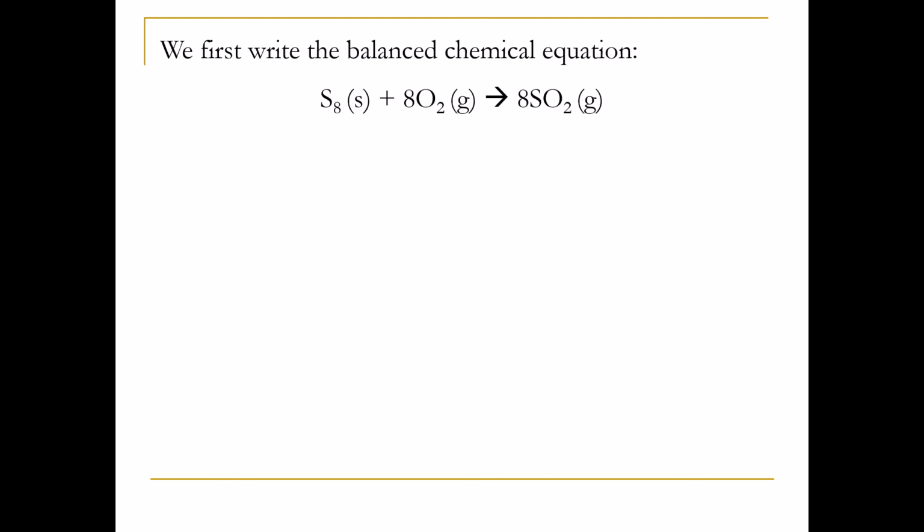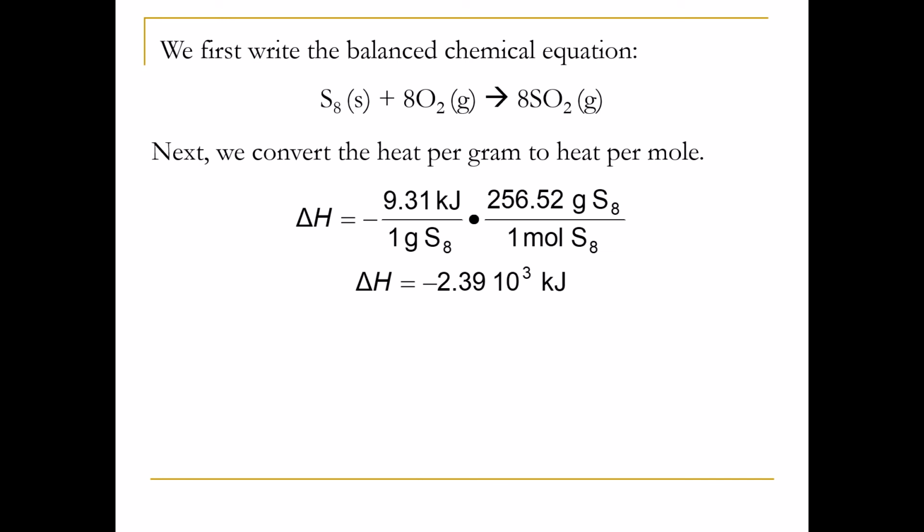So here we have our equation that we wrote. S8 plus 8O2 gives us 8SO2. We have our calculation, the negative, because heat is being released or evolved, 9.31 kilojoules per 1 gram. And then we're multiplying by the molar mass. Our grams are going to cancel out, and that gives us negative 2.39 times 10 to the third kilojoules.